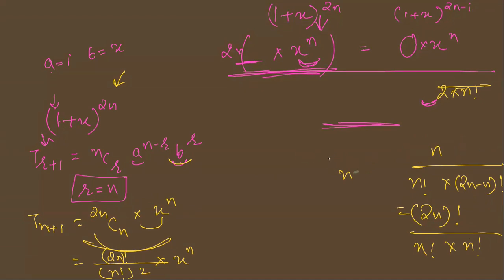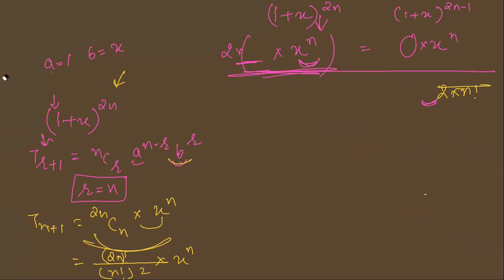Now let's move to the next expansion, and the next expansion is (1 + x) raised to the power 2n minus 1.